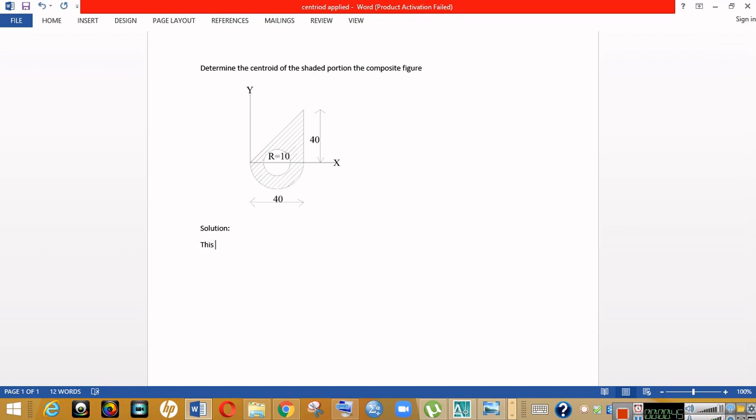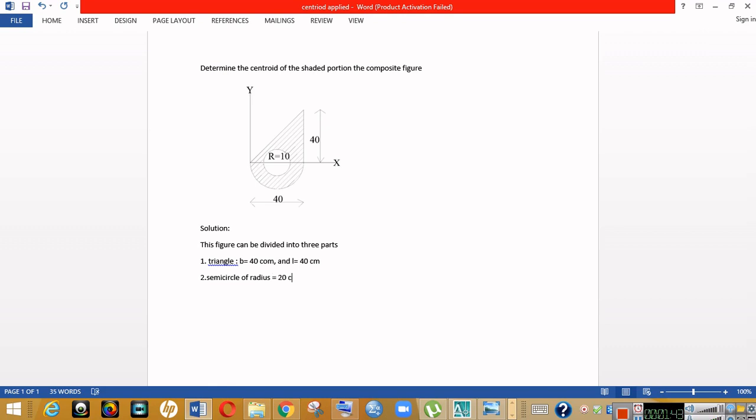Now this figure can be divided into three parts. The first part is the triangle, having base B equals 40 centimeters and length L equals 40 centimeters. Now the second portion is the semicircle of radius equals 20 centimeters.